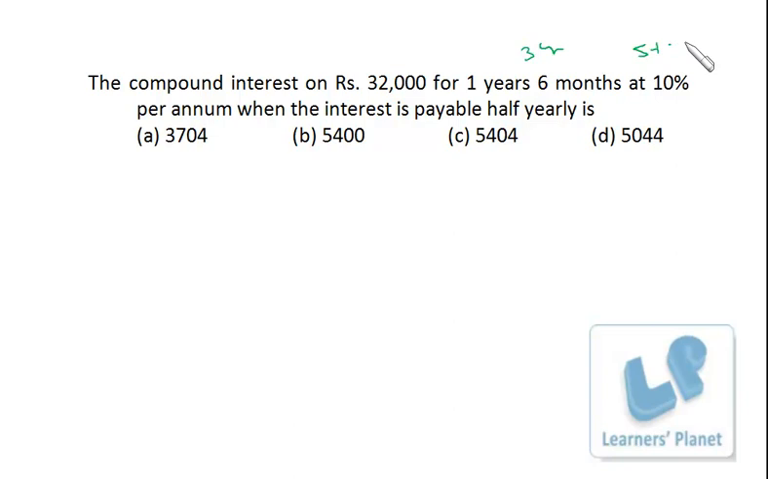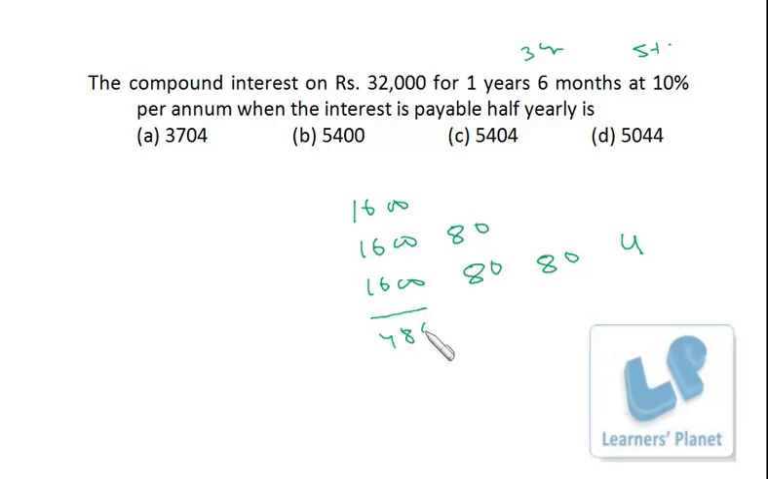Okay, so 32,000 for the first year at 5% is 1600. Second year 1600, third year 1600. And this is the simple interest. Now we have to do compounding. 5% of 1600 is 80, second year 80, third year, then for this 80 in the third year, 5% is 4 rupees. Okay, so in all it is 4800, then 244.